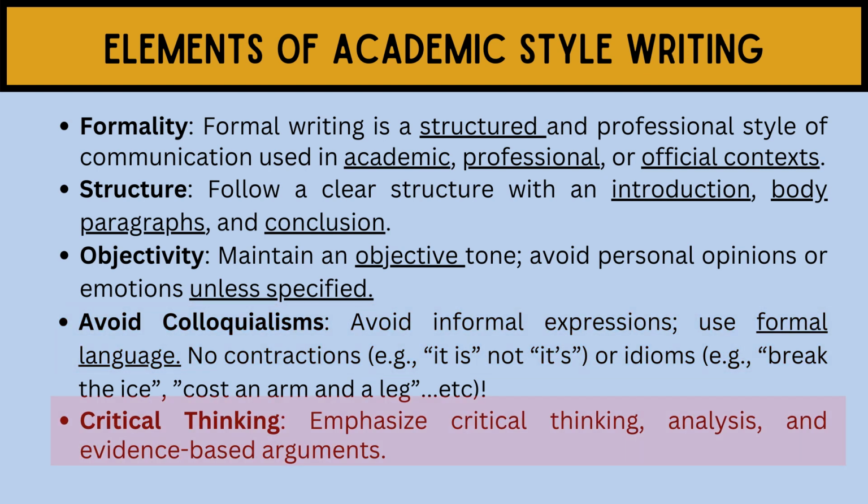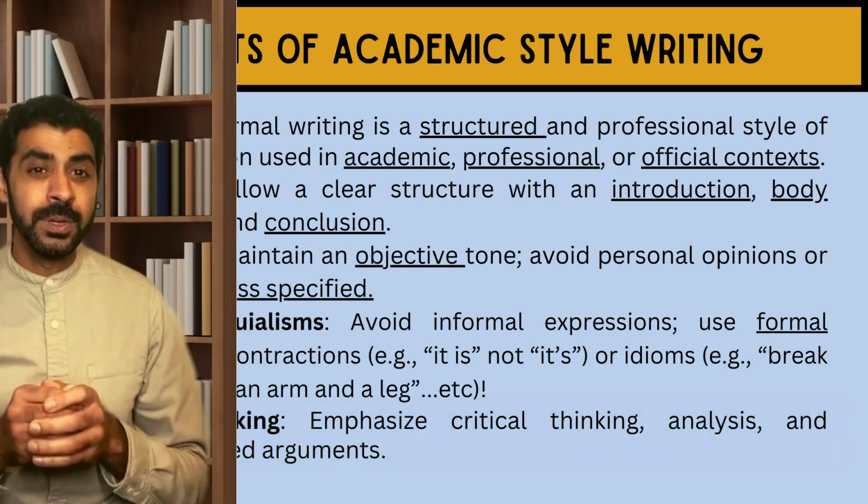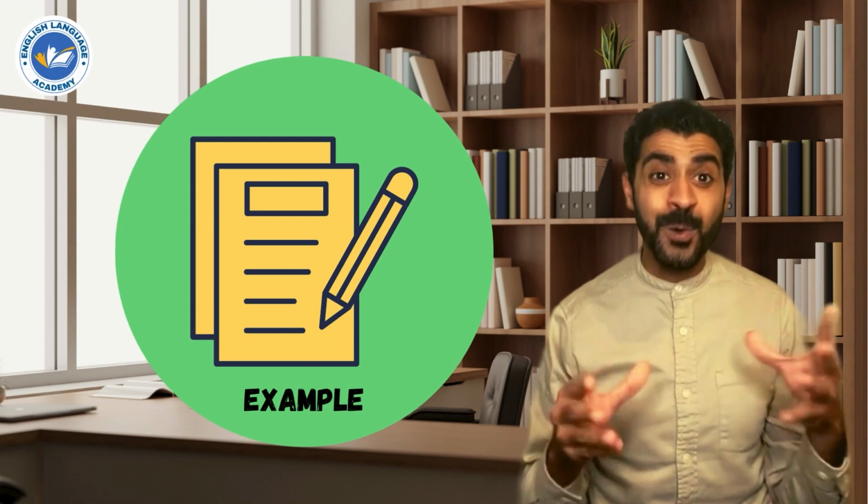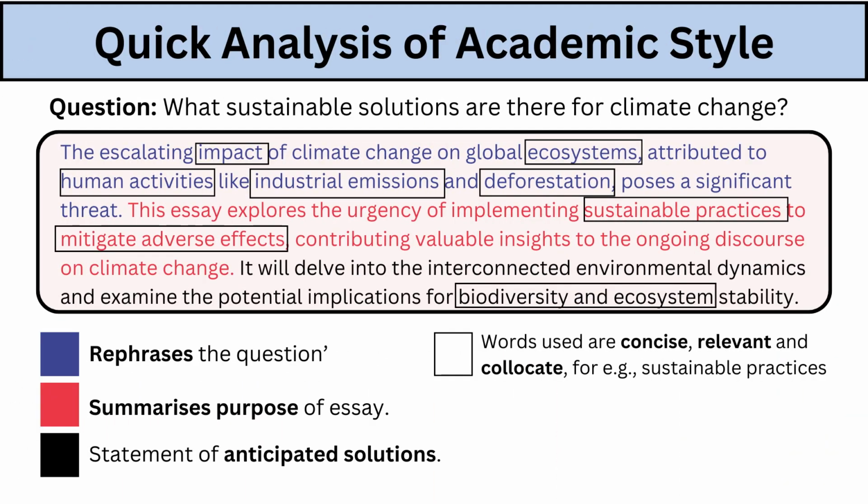Finally, academic essays showcase critical thinking. Academic writing is about analysis and evidence-based arguments which you build as you develop your essay. Again, this goes back to the idea of maintaining an objective tone and letting your argument and evidence speak for itself. Let's take a look at one quick example paragraph before we complete our own question. Here we have an example of an introduction to an essay about climate change. I've color-coded it for you. Let's quickly read it together.